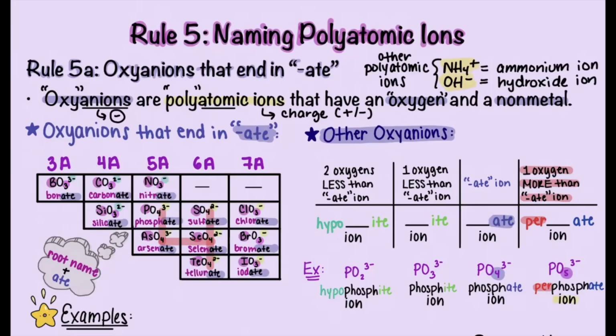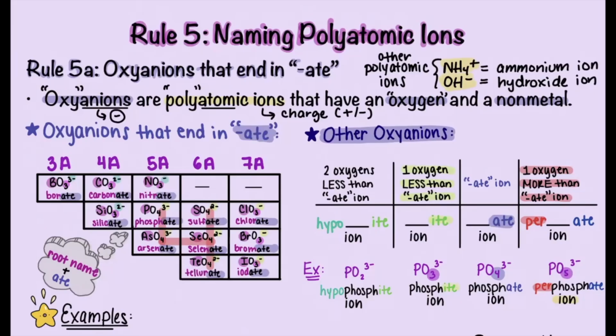But what if now you have one less oxygen than your ate? Now you change your ate to an ite. And I want you to think of it like you're taking one bite out of the ate, right? You're taking a bite from your burger. You only take one bite. Well, you're only going to remove one oxygen. So for example, if you have PO3 3-, that looks a lot like phosphate, which is PO4. You removed one, so now you have phosphite.